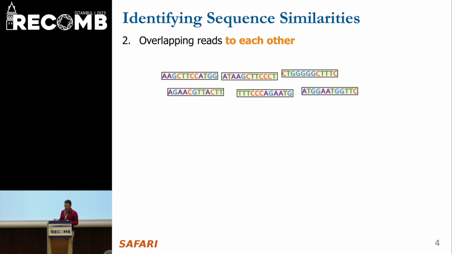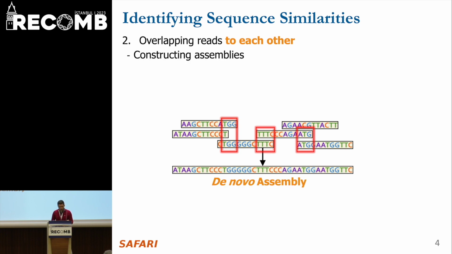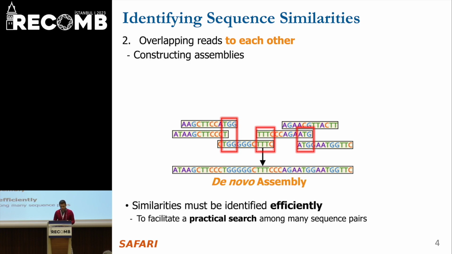The second option is to overlap the reads with each other. Overlapping reads identifies the matching regions between the reads, which can then be used to identify the de novo assemblies from these overlaps. To achieve all of these similarity identifications, we must identify these similarities efficiently so that we can facilitate a practical search among many sequence pairs.